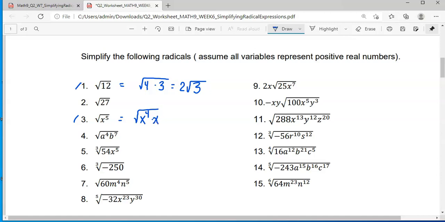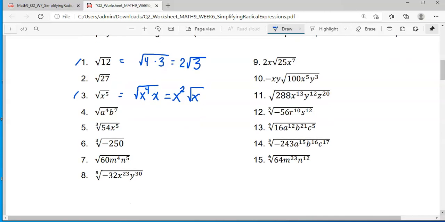Okay, paano natin isi-simplify yan? Para madaling masimplify, yung exponent na 4, i-divide lang natin sa index. So, alam naman natin, ang index ng square root ay 2. So, magiging sagot natin ay x squared. Then, habang yung x, ilalagay lang natin sa radical. So, our answer is x squared square root of x. Okay. Next natin, try natin yung number 5.